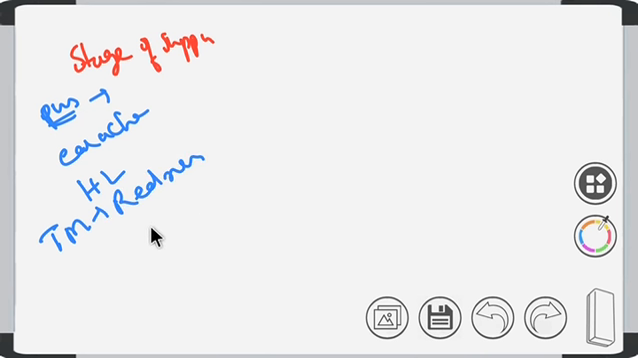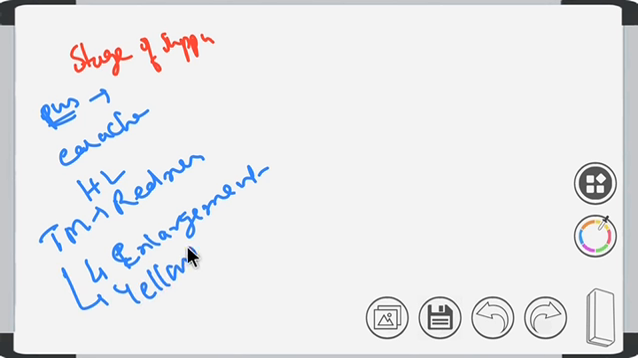Okay, red tympanic membrane, and this tympanic membrane will be enlarged. That means it will increase in the thickness. Clear? And there will be a yellow spot on the tympanic membrane.